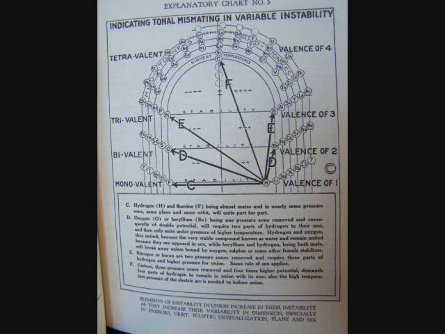F. Carbon, three pressure zones removed and four times higher potential, demands four parts of hydrogen to remain in union with the one. Also, the high temperature pressure of the electric arc is needed to induce union. Elements of instability in union increase in their instability as they increase their variability in dimension, especially in pressure, orbit, ecliptic, crystallization, plane, and sex. And that is what is on that chart.